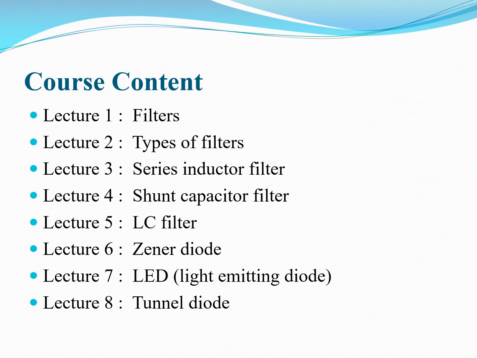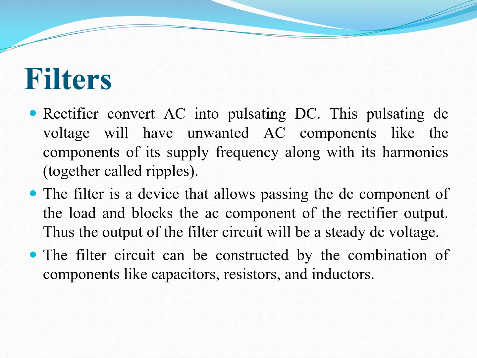In previous analog electronics presentations, we have learned about PN junction diode and rectifiers, P-type and N-type semiconductors, and ripples. And now we are going to learn about filters and different types of filters, and LED and tunnel diode. So first of all, we should know what a filter is.